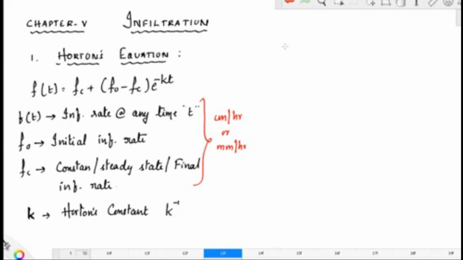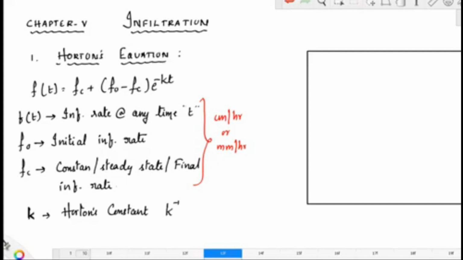Now, I'll show you the graphical thing also. The y-axis is infiltration rate, either in centimeter per hour or mm per hour. The x-axis is time in terms of hour. At the end, I'll give you time, so if you want to ask anything, doubts, conceptual things, you can ask. I'll also try to help you out with some tips for the examination.